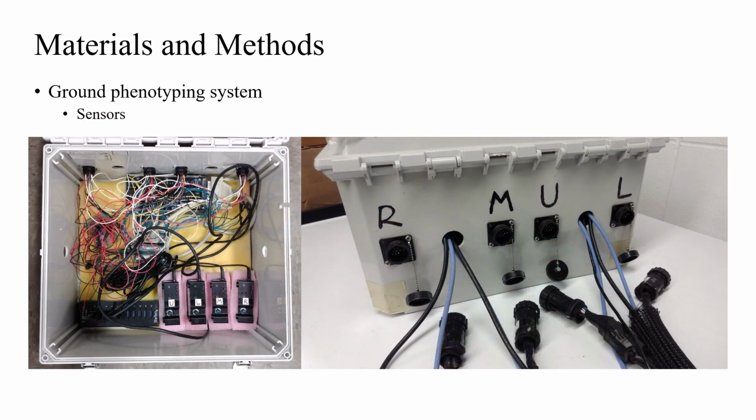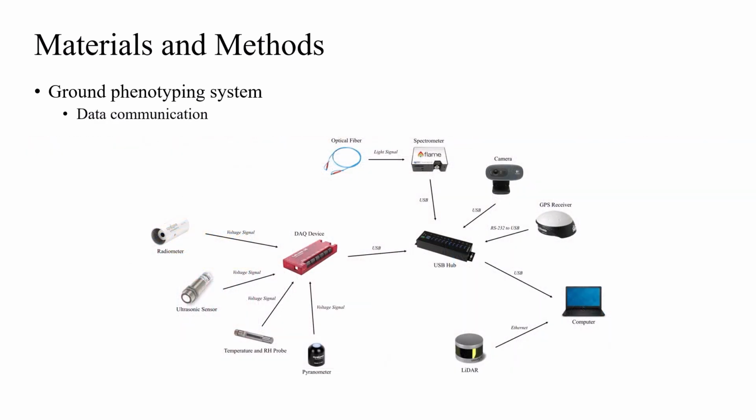The cable harnesses from the 4 sensor bars were connected to the data acquisition box, which contained a power supply circuit, a DAQ device, a USB hub, and 4 spectrometers. Data communication-wise, the radiometers, ultrasonic sensors, temperature and relative humidity probe, and pyranometer transferred voltage signals to the DAQ device. The optical fibers transmitted light signals to the spectrometers.